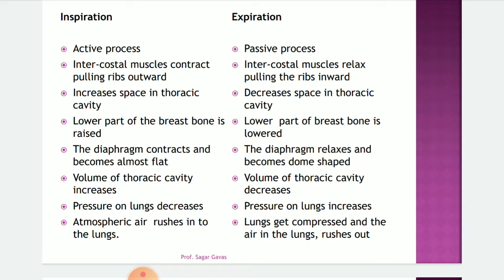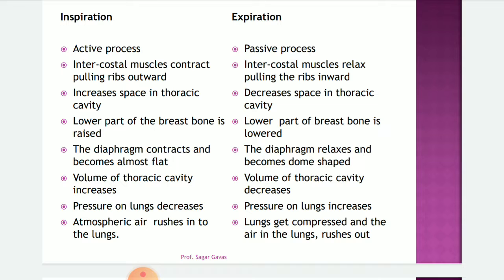Exactly the opposite process. Now the pressure in the lungs is going to decrease in inspiration. So pressure decreases, volume increases. So the pressure is less than the atmospheric pressure. So atmospheric air is going to rush into the lungs.